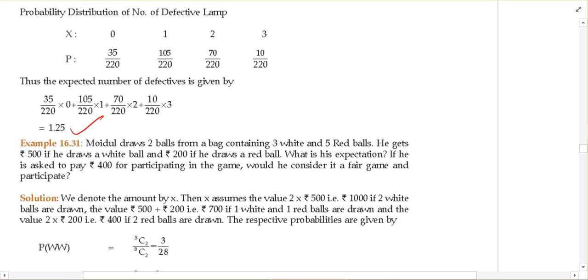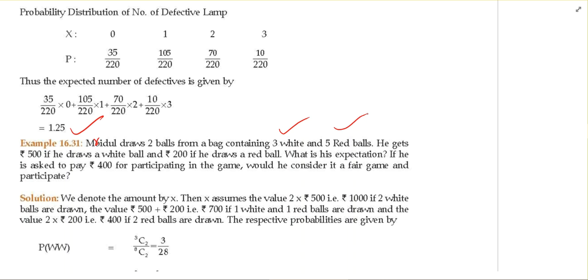Okay, this is actually Mridul. Mridul draws two balls from a bag containing 3 white and 5 red balls. He gets rupees 500 if he draws a white ball and 200 if he draws a red ball. Okay. What is his expectation if he is asked to pay rupees 400 for participating in the game? Would he consider it a fair game and participate? So the participation fee is 400. Let us find expected value which he will get, because we cannot guarantee what he will get. Okay, so we will find expected value.